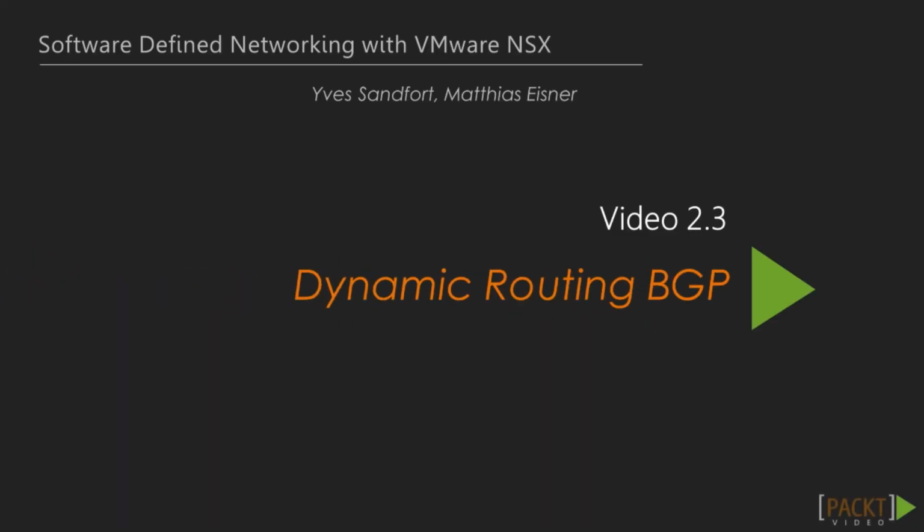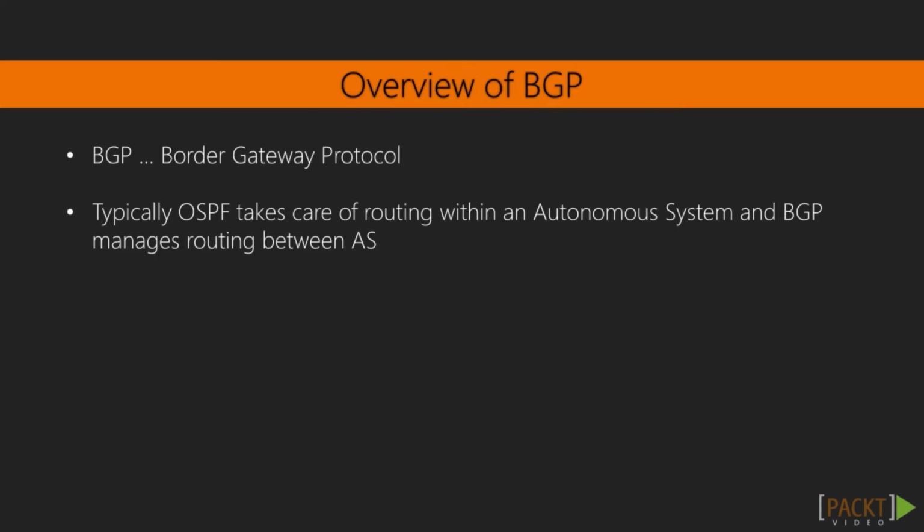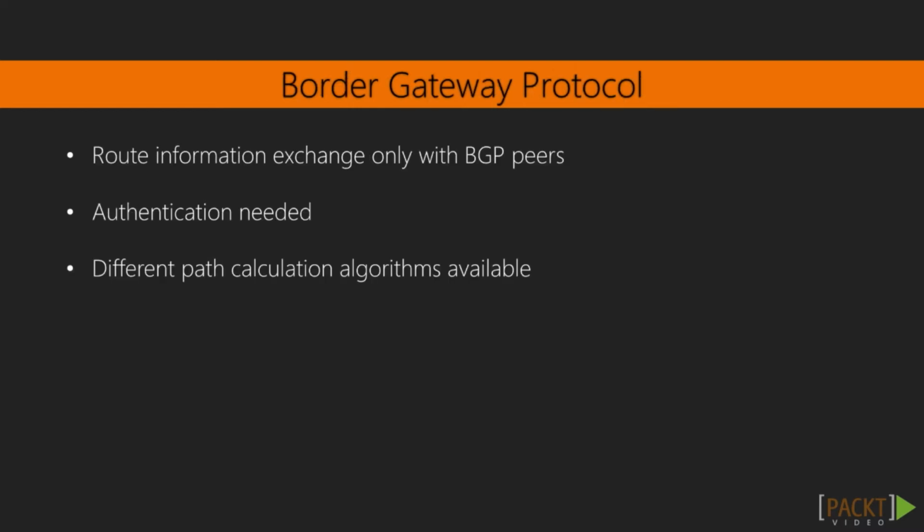Welcome to this video talking about dynamic routing with BGP. In this video, we're going to take a look at dynamic routing using BGP and how BGP routing works. A brief overview of BGP, because it's kind of comparable to OSPF. BGP as an acronym stands for Border Gateway Protocol. So typically OSPF takes care of routing within an AS, and BGP manages the routing between different ASs, in most cases.